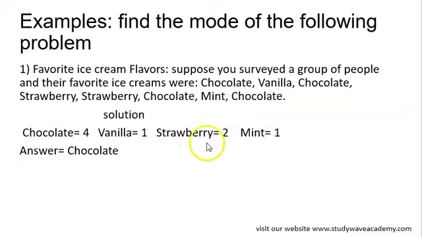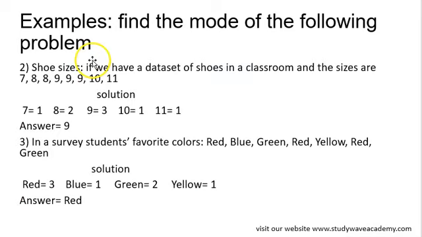So among these flavors, which one appeared more? You check. Chocolate appeared 4 times, vanilla appeared once, strawberry 2, and mint 1. So the one that appeared most is chocolate. So our answer to this problem is chocolate. I hope you understood, right? Good. So we have other examples concerning problem solving.